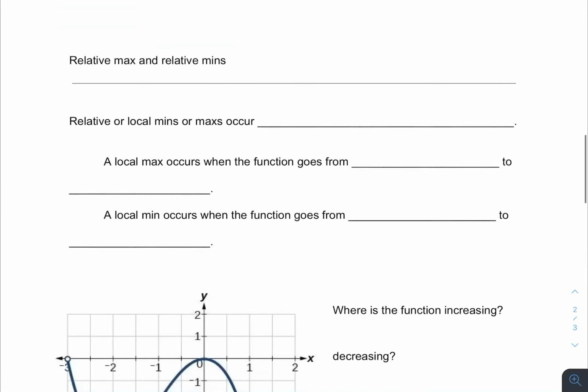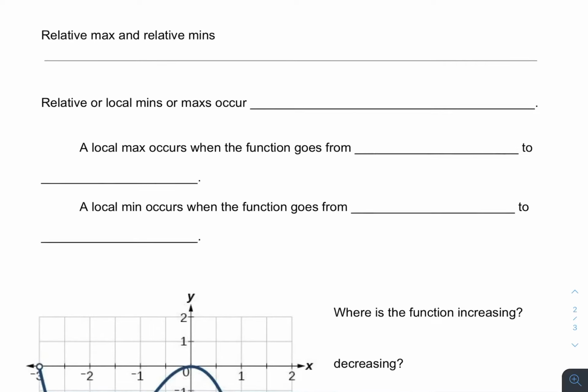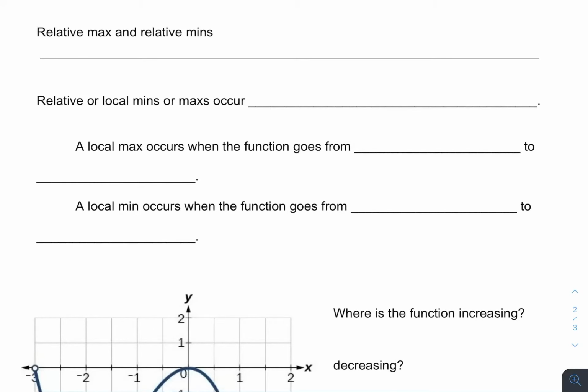Okay, so now we're going to talk about relative max and relative mins. It says a relative, or local, so these are synonyms here. And those maxes and mins are going to occur whenever a function changes direction. So you could have several maxes and mins within one.